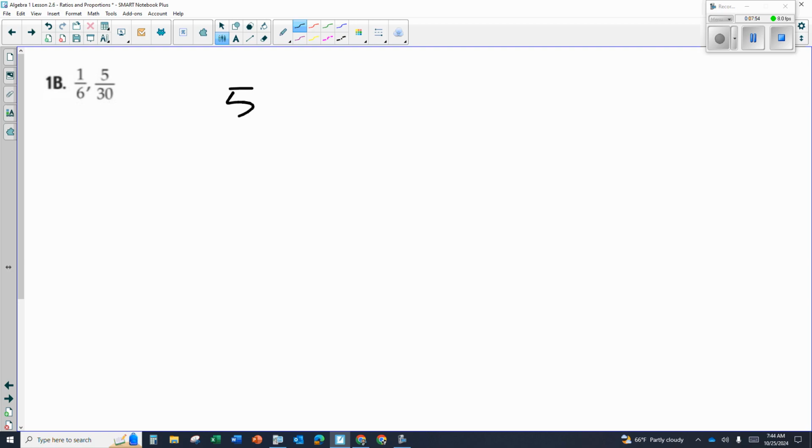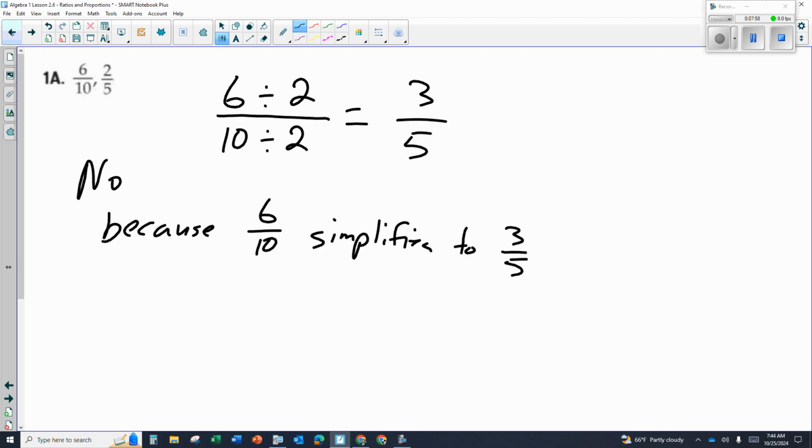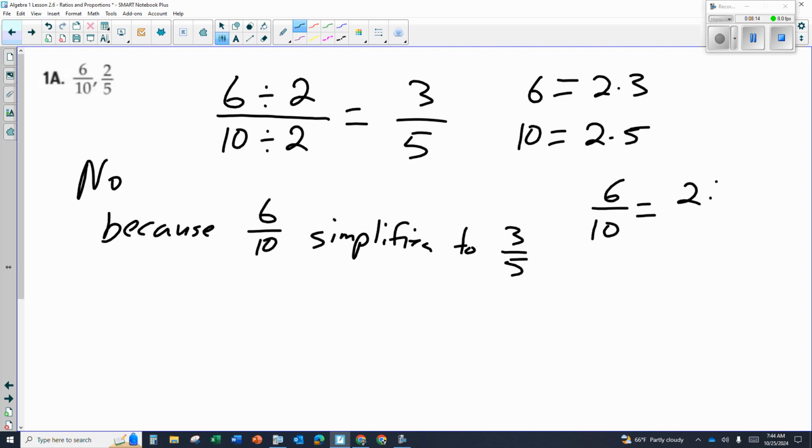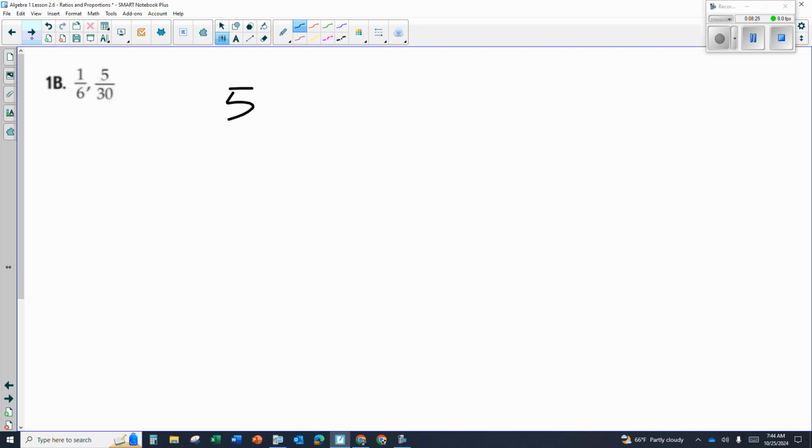So let's do that. And for this one, and actually for 1A, I do want to go back to 6 and 10 as prime factorization. So 6, the prime factorization would just be 2 times 3. For 10, the prime factorization would be 2 times 5. And then if I rewrite that, 6 over 10 equals 2 times 3 over 2 times 5. 2 divided by 2 simplifies to 1 over 1. And there's our 3/5, same way as the other one. Now let's go back to 1B.